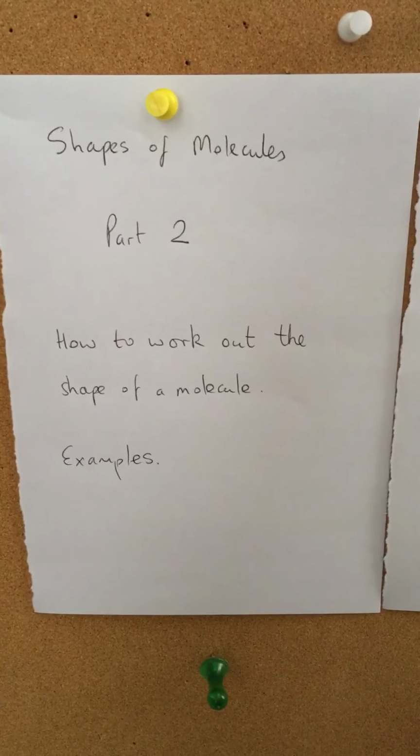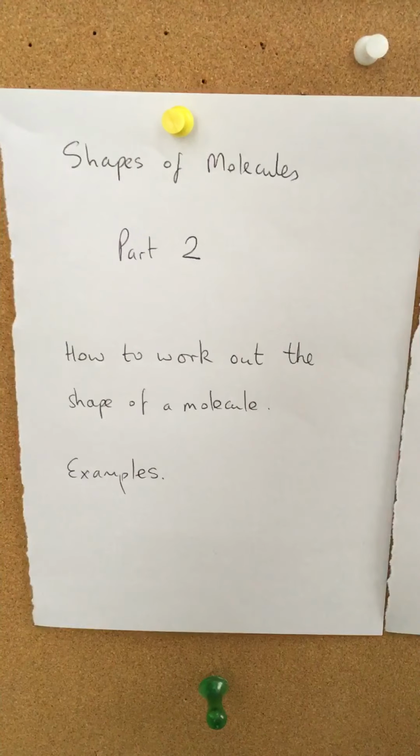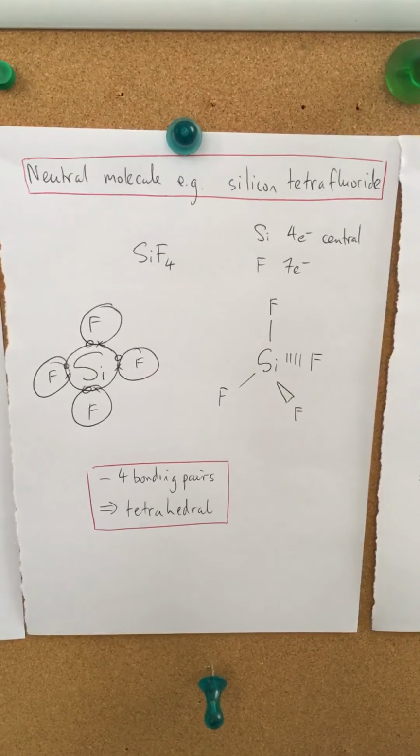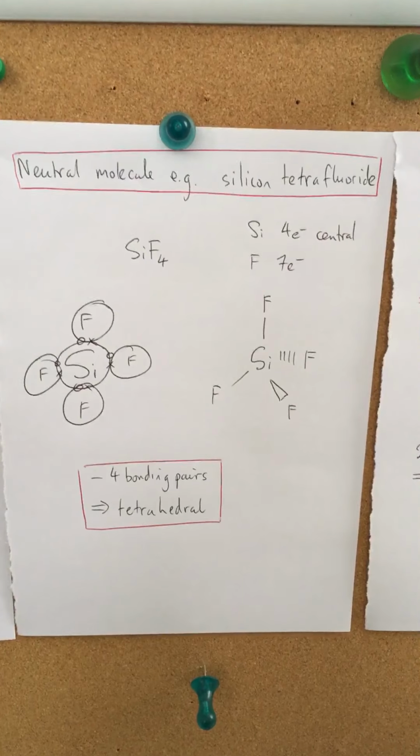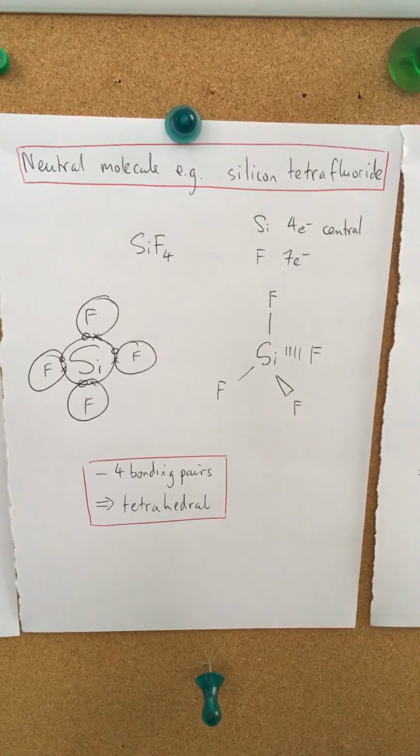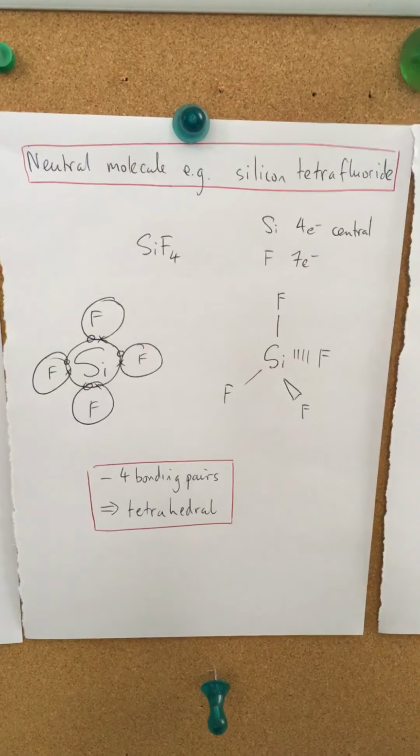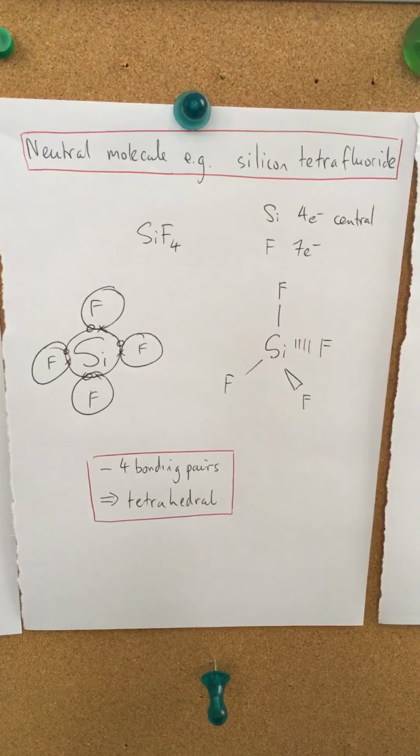So, Shapes of Molecules Part 2. I'm just going to talk you through some examples of how you draw different molecules. First example, silicon tetrafluoride, which is a neutral molecule. Silicon is the central atom. It's got 4 electrons in its outer shell, so it can form 4 bonds. Fluorine has got 7 electrons and can only form 1 bond.